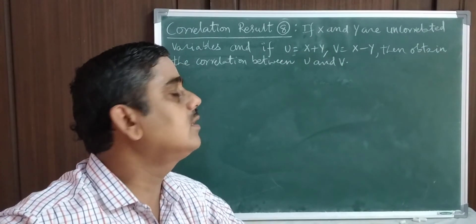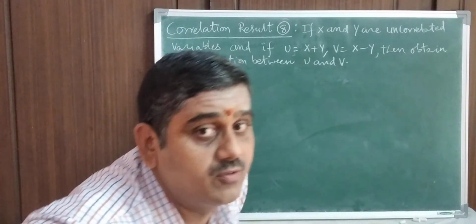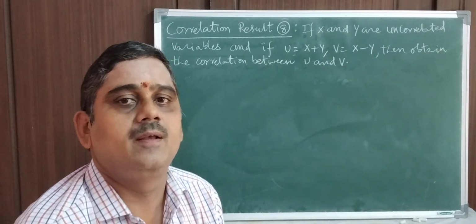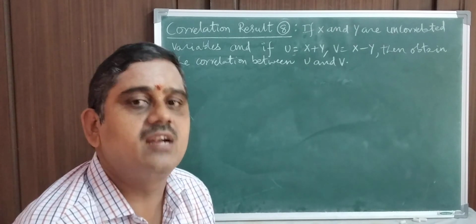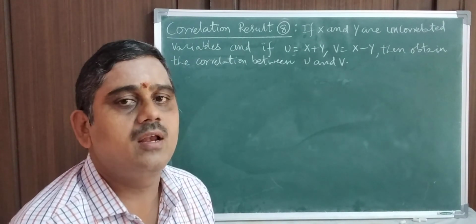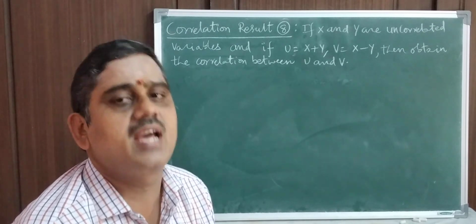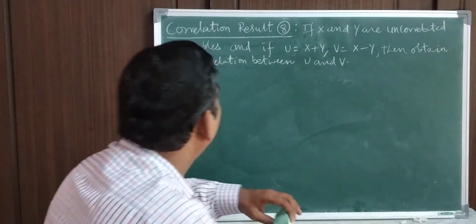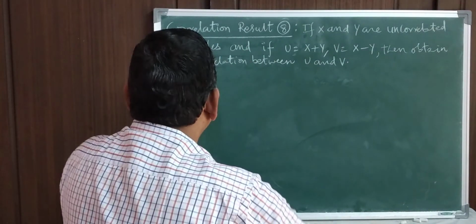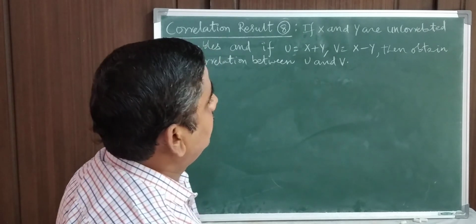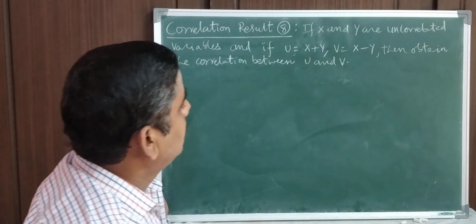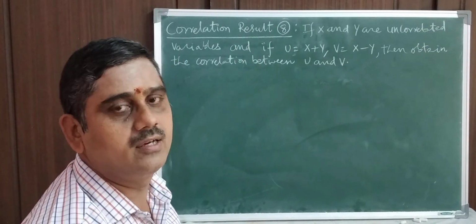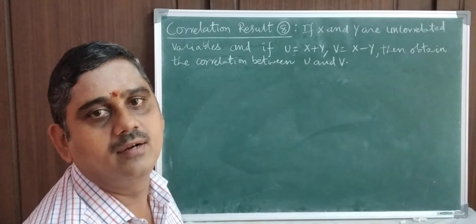Now you have to calculate the correlation between u and v, where u is equal to x plus y and v is equal to x minus y. U and v are related with x and y. You have to calculate the correlation coefficient between u and v. It is a very direct question. One particular clear indication specified in the result is that x and y are uncorrelated.